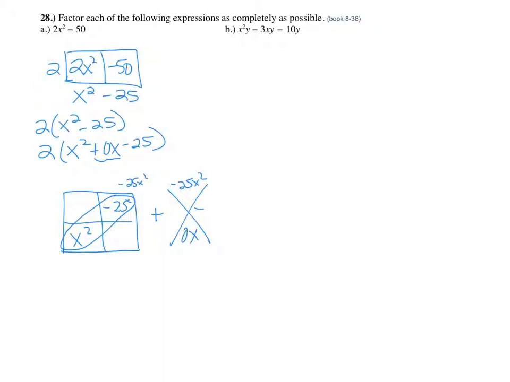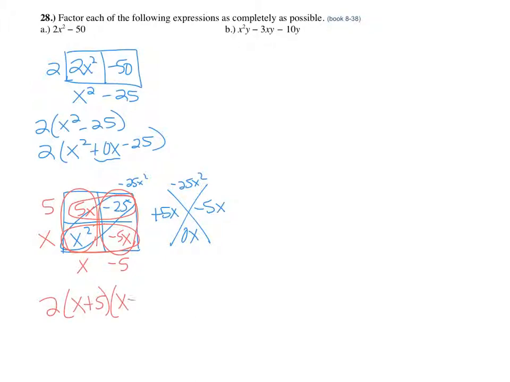And if they're going to add to 0, they have to be opposites, meaning same number, opposite signs. So we want 5x and negative 5x. Because 5 times 5 is 25. Positive 5x times negative 5x gives us negative 25x squared. 5x plus negative 5x is 0x. So we fill those in. We factor out every row and every column. And we see that our completely factored form is 2 times x plus 5 times x minus 5.